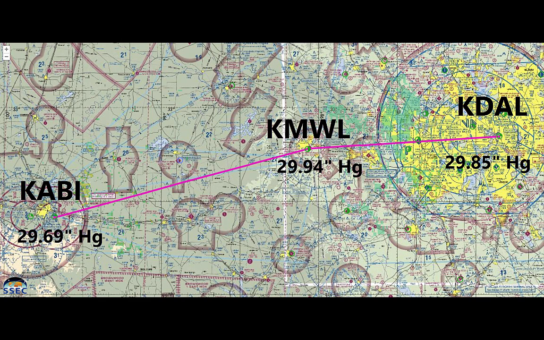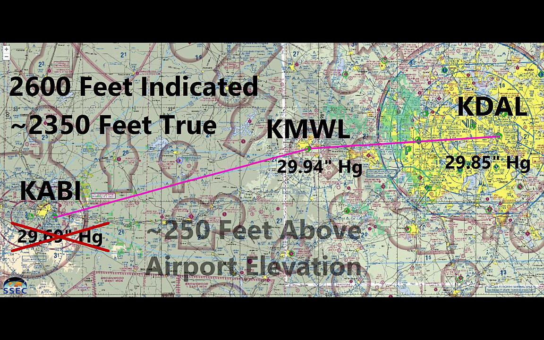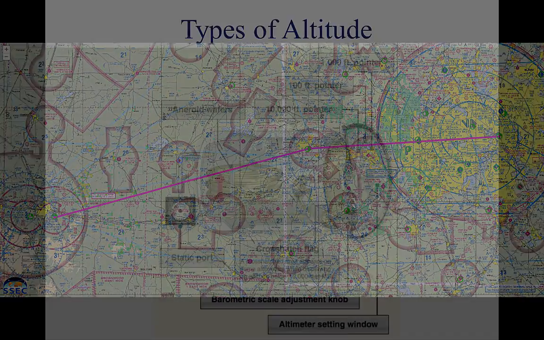However, assume the pilot did not adjust the altimeter at Abilene to the current setting and continued using the Mineral Wells setting of 29.94 inches. When entering the Abilene traffic pattern at an indicated altitude of 2,600 feet, the aircraft would be approximately 250 feet below the proper traffic pattern altitude. Upon landing, the altimeter would indicate approximately 250 feet higher than the field elevation.